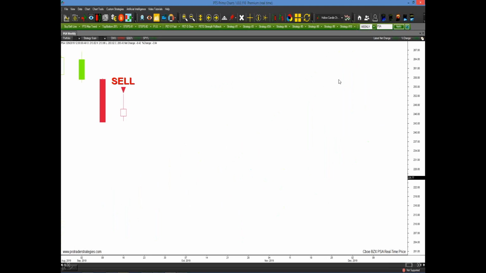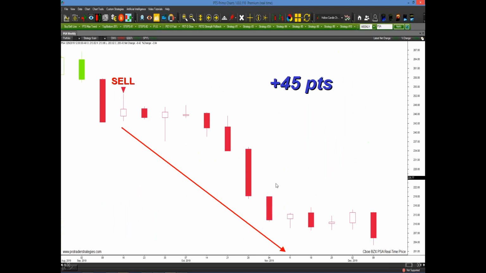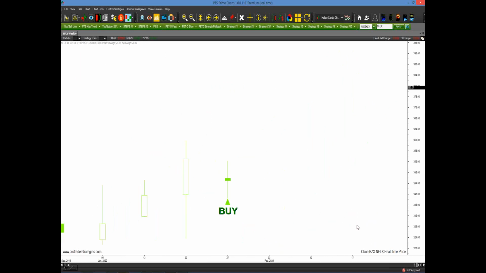Now let's look at a weekly chart of PSA. All right, a lot of traders like to swing trade on stocks. So if we have a weekly chart here, we see a sell signal was generated. This was last year in PSA, and the stock fell 45 points coming into this year, okay? Or how about this example in Netflix? This was on the 27th of January, just about a month ago. It generated a buy signal on a weekly time frame, 50 points coming into this past week in February, okay?